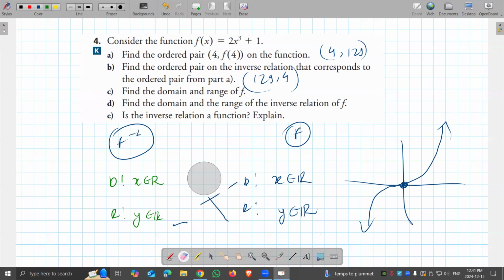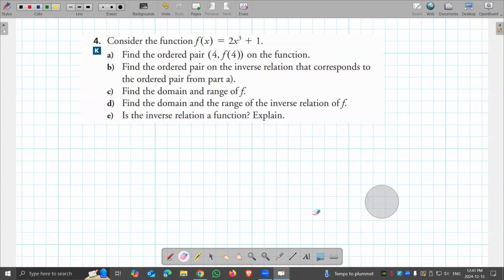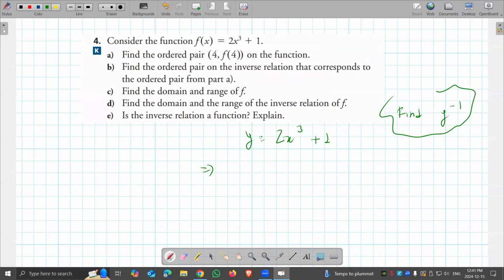Okay, we don't know what the inverse relation looks like. I'm sure there's better ways to do it, but what we're gonna do is we're actually gonna find the inverse of this. So this is our cubic function. Our goal is to find y inverse. So here are the steps. Step number 1, your x becomes your y, and your y becomes your x.